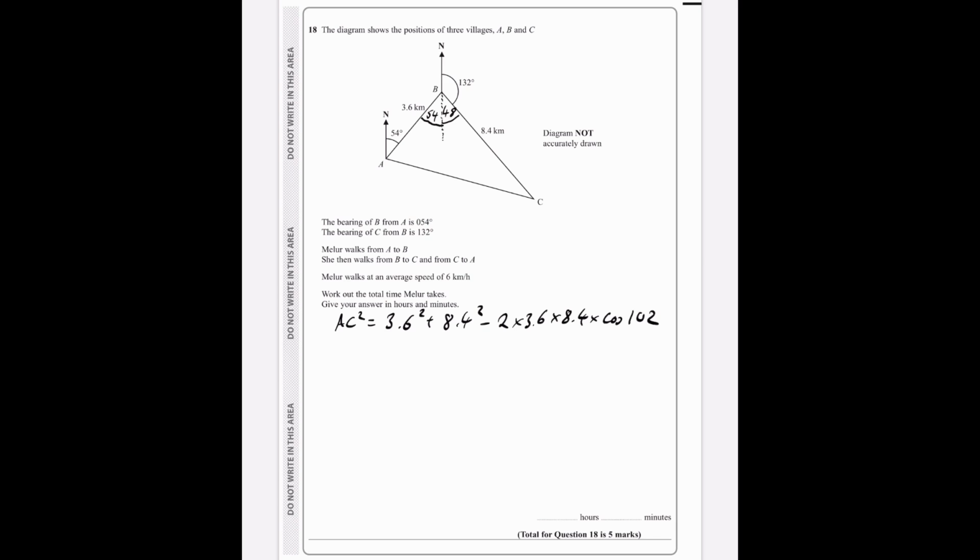A squared equals b squared plus c squared minus 2bc cos A. Plug that in, square root it, AC comes out as 9.80, etc. I won't round part way through, so I'll use the answer function on my calculator. I'll add the other two lengths to that 9.80 and divide it by the 6 kilometers per hour that Melo is walking at. Gives us 3.634.